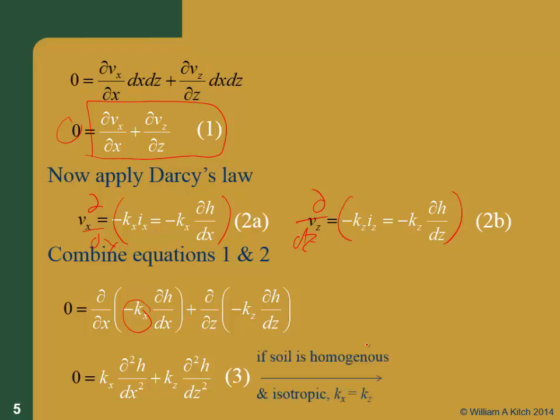Now, we've already assumed that the soil is homogeneous, because if it's not homogeneous, then I can't pull K out of the differential, right? But if it's isotropic, that means that Kx is equal to Kz. So if it's isotropic, I get an even simpler equation because the two K's are equal, and I can get rid of them. And this is Laplace's equation. Those are actually both Laplace's equations, but the simplest form of Laplace's equation is equation 4.